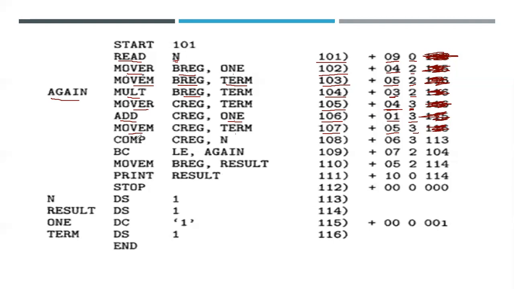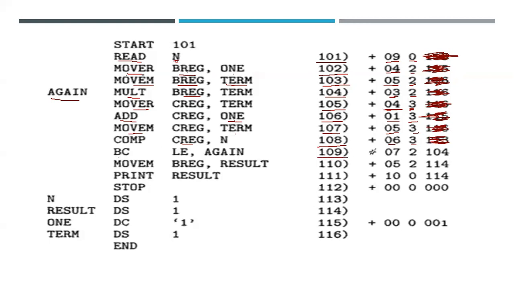Next is comp, complementary. Comp is nothing but 6. By default, instruction number 108. C, this C is nothing but 3. This N symbol, whatever is encountered here, N is again, we don't know the address of N. So keep this blank. Next is branch on condition.